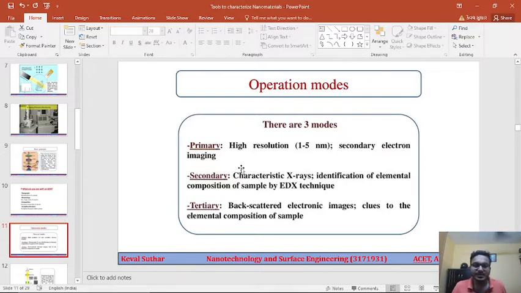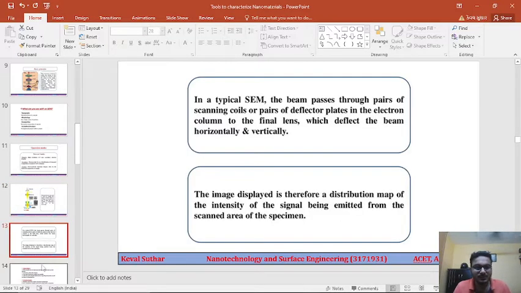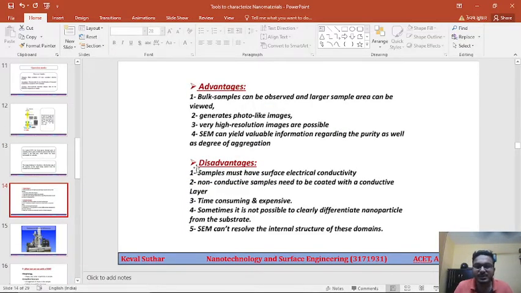There are three operation modes in this case: primary, secondary, and tertiary. Here is another figure of the same method. At the top we have the electron gun, and at the bottom we have the sample, and in between we have scan coils and the electron detectors. There are a few advantages and disadvantages that we have already discussed.